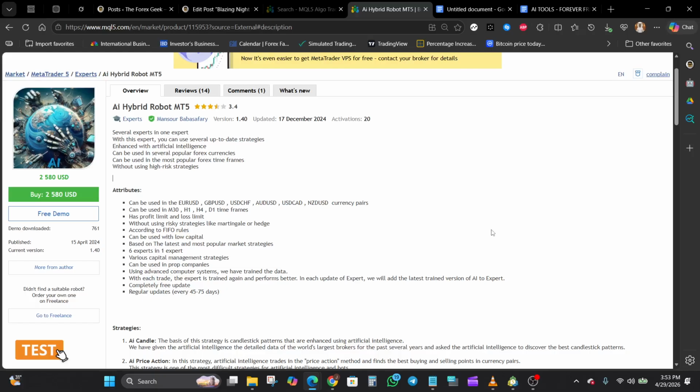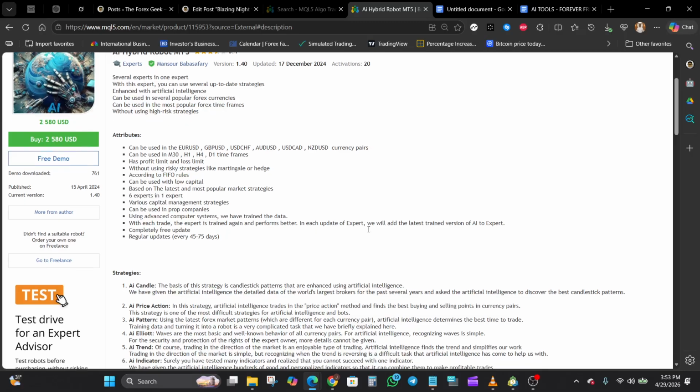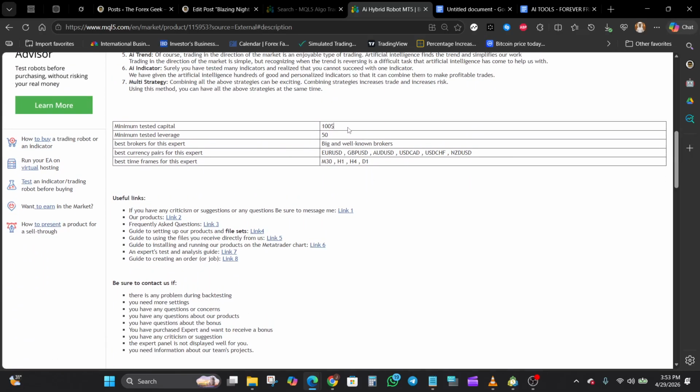There's also a relatively low entry barrier in terms of capital, starting from around 100 US dollars. All right. Now, that makes it accessible. Okay, but at the same time that depends heavily on how aggressive your settings are.